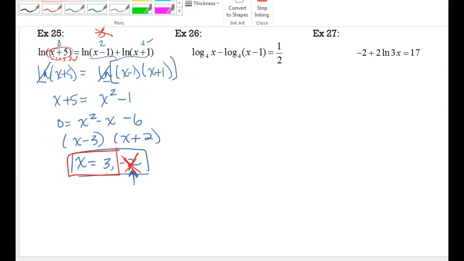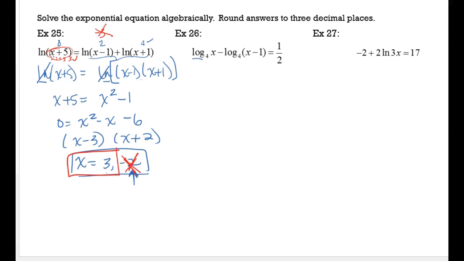So let's look at 26. Again, 2 logarithms. Let's see if we can consolidate these down. So using our properties of logarithms, we're going to use the quotient rule because it's a minus sign here. Okay. So I have the log base 4 of x over x minus 1 equals 1/2.